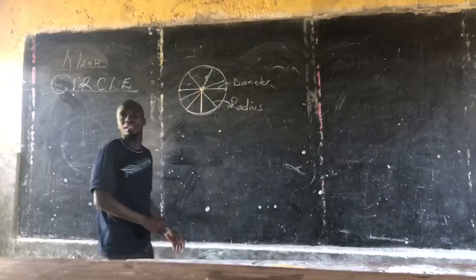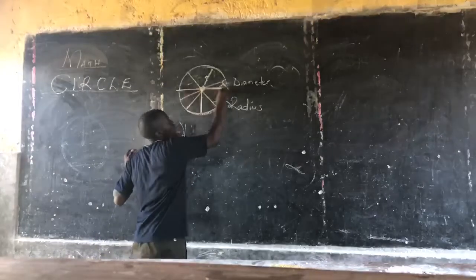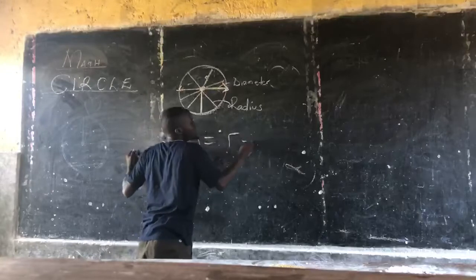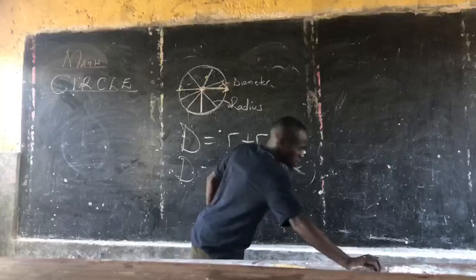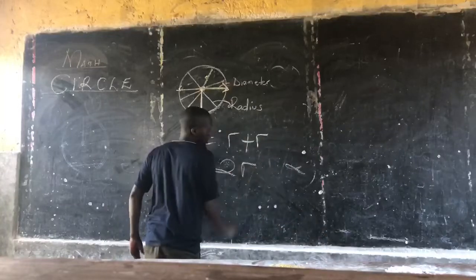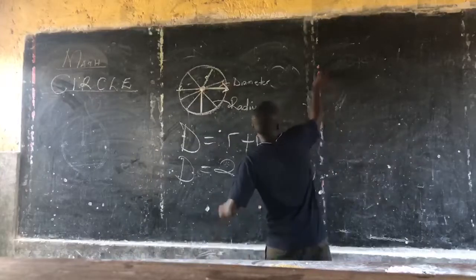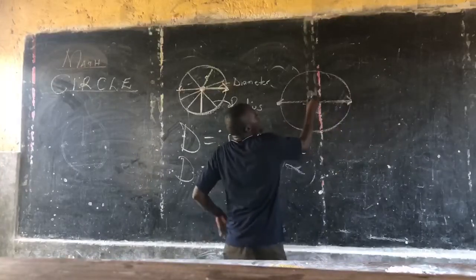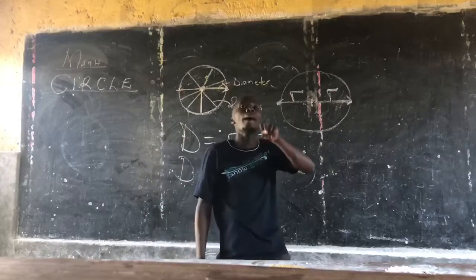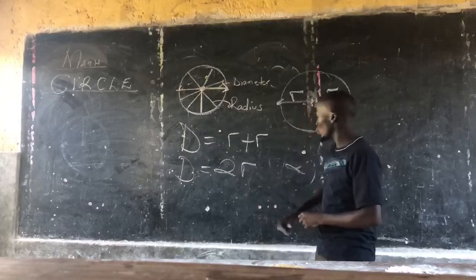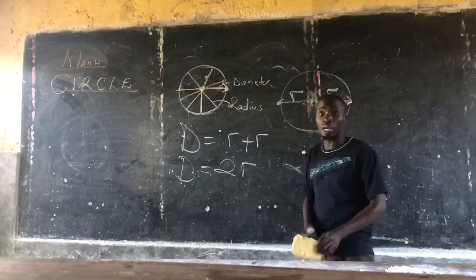So we have the diameter, and the radius. So diameter is 2 what? Diameter is 2 radius. So diameter is 2 radii.